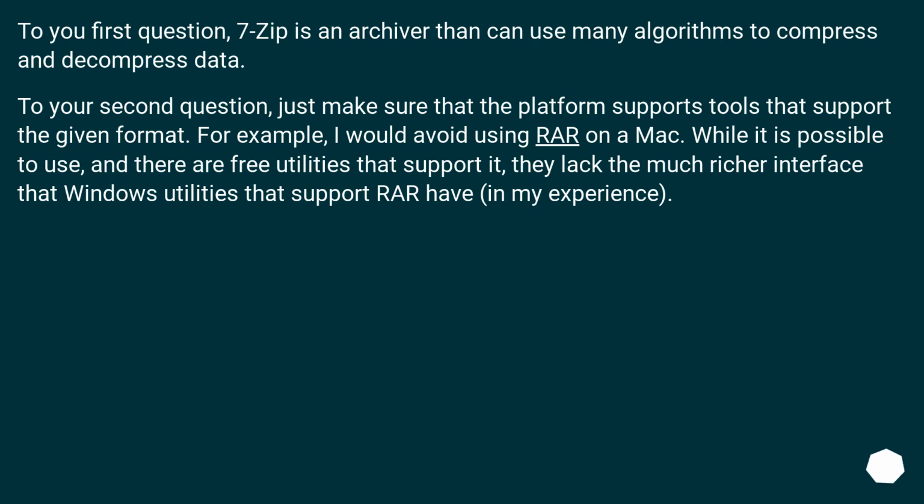To your first question, 7-zip is an archiver that can use many algorithms to compress and decompress data. To your second question, just make sure that the platform supports tools that support the given format. For example, I would avoid using RAR on the Mac. While it is possible to use, and there are free utilities that support it, they lack the much richer interface that Windows utilities that support RAR have, in my experience.